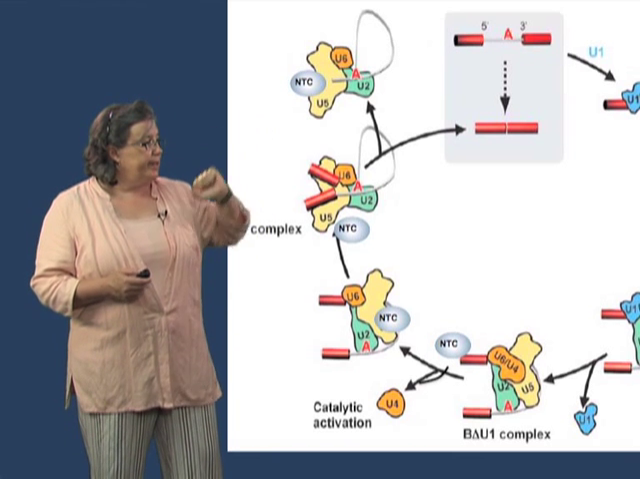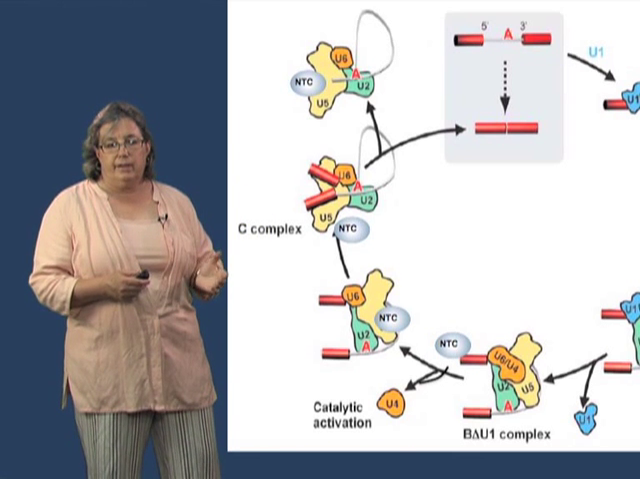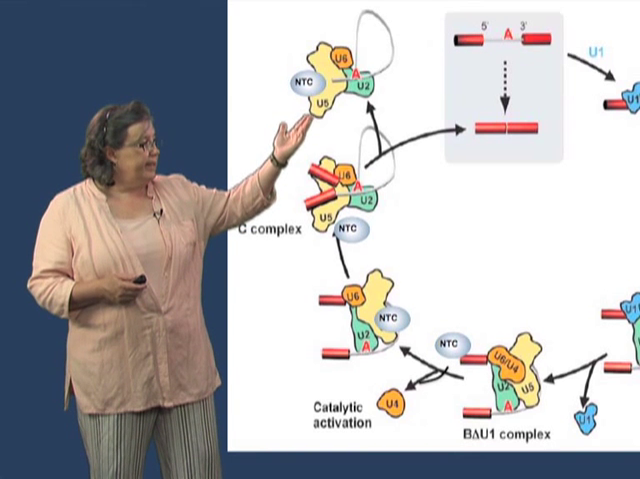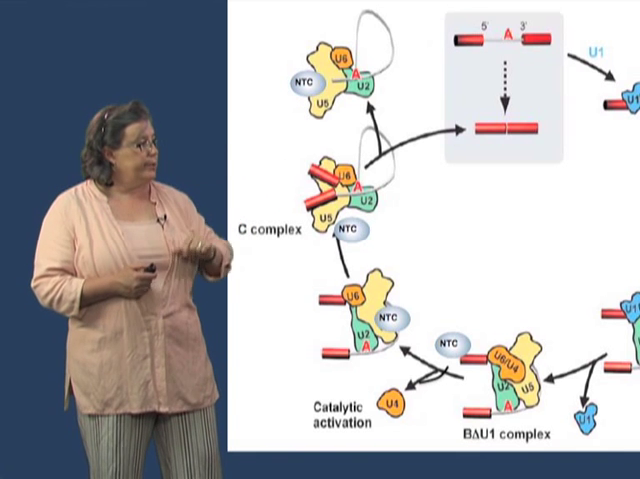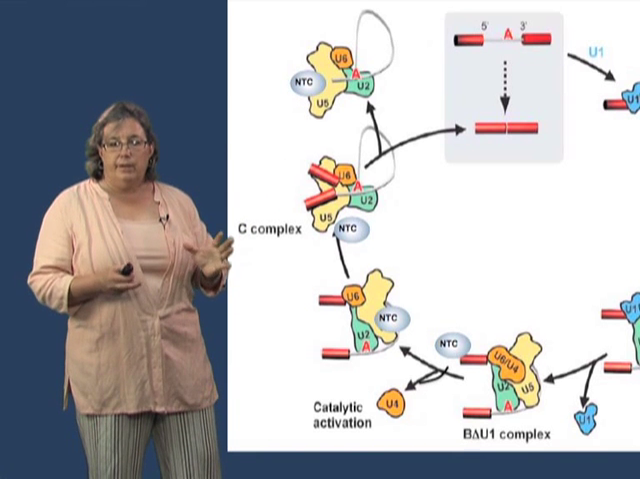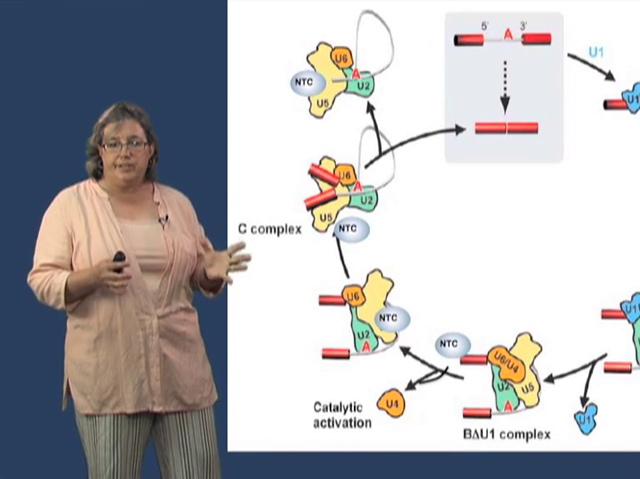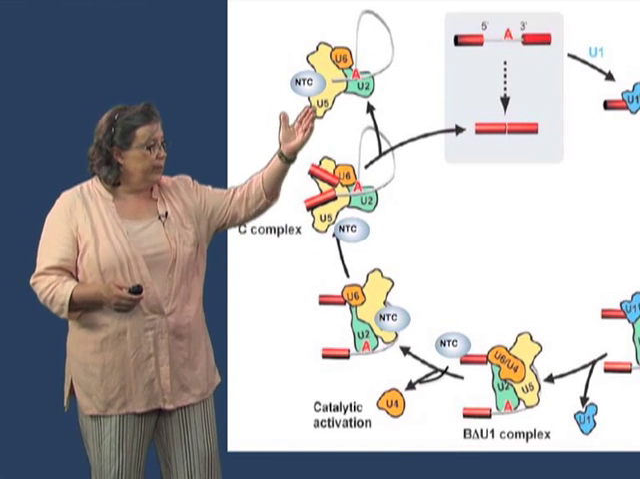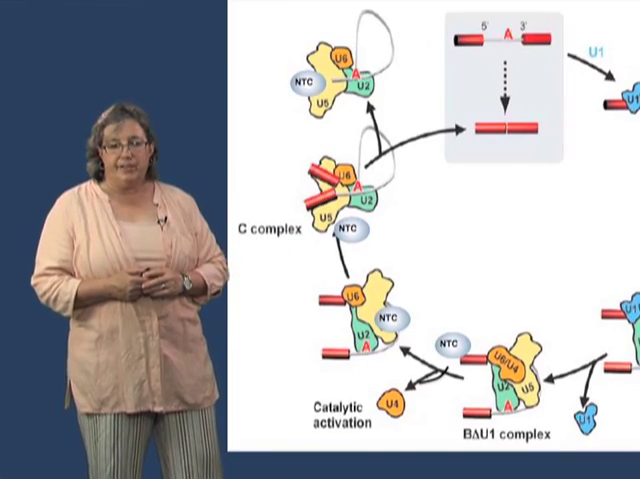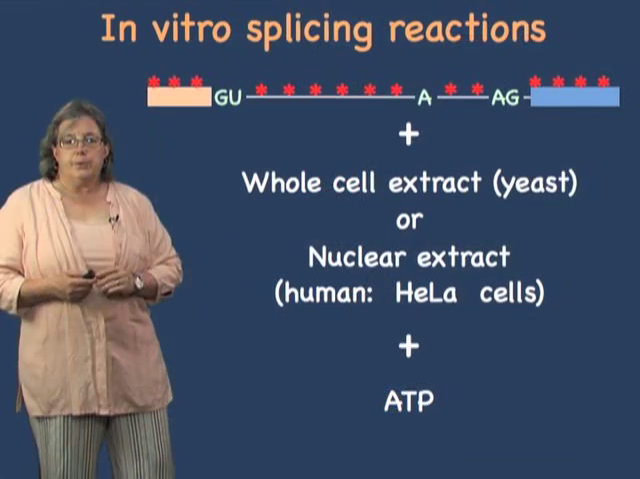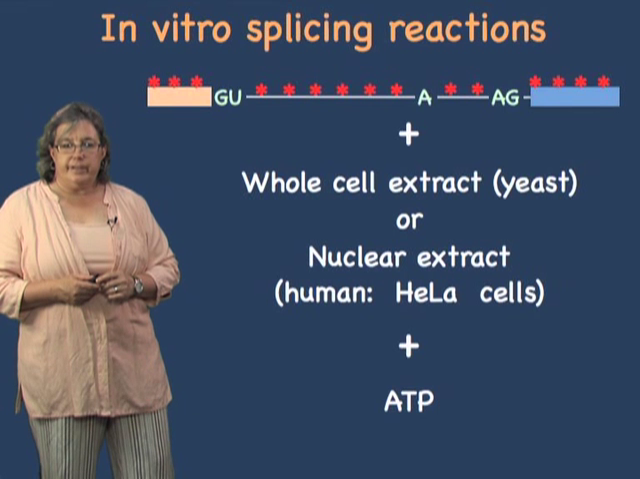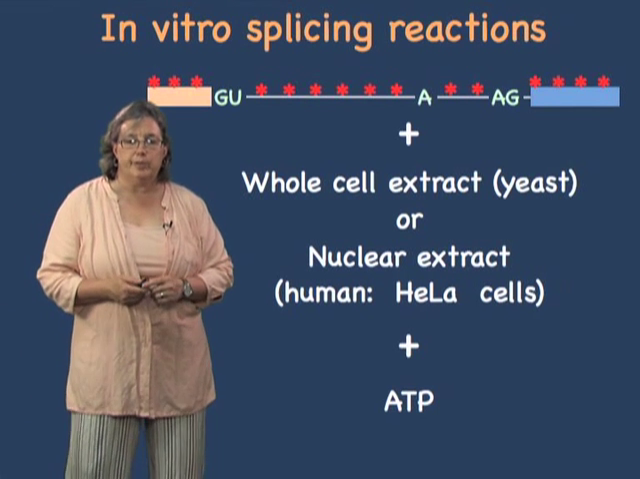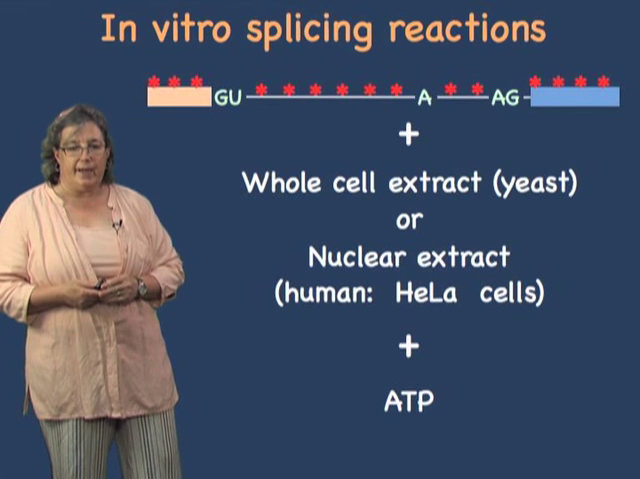Once the second step of splicing is complete, the spliced product is released, and the spliced-out intron leaves with the rest of the spliceosome. That splicing machinery has to disassemble, and then it's reassembled anew on each new round of splicing, so ergo the spliceosome cycle. So how do we know a lot of these details of the mechanism that I've been telling you about? Well, one of the ways that we know is by performing in vitro splicing reactions.